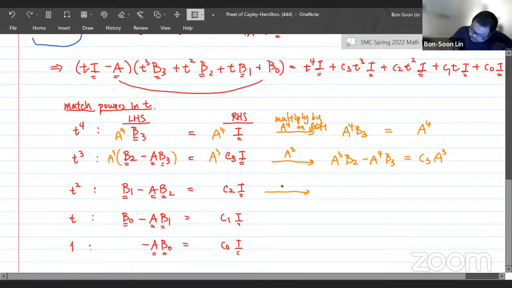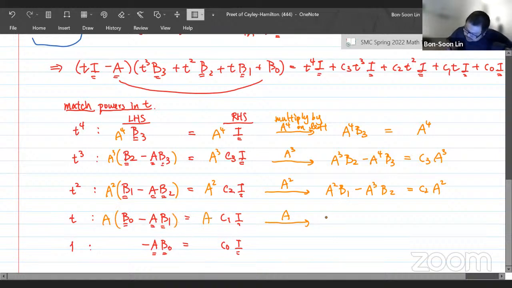And then this one we're going to multiply by A squared. So I get A squared B1 minus A cubed B2, and that is equal to C2 A squared. And I think you see where this is going, times A, like that. And so now if I multiply this by A, I get A B0 minus A squared B1 is equal to C1 A. And finally, just don't do anything, minus A B0 is equal to C0 I.